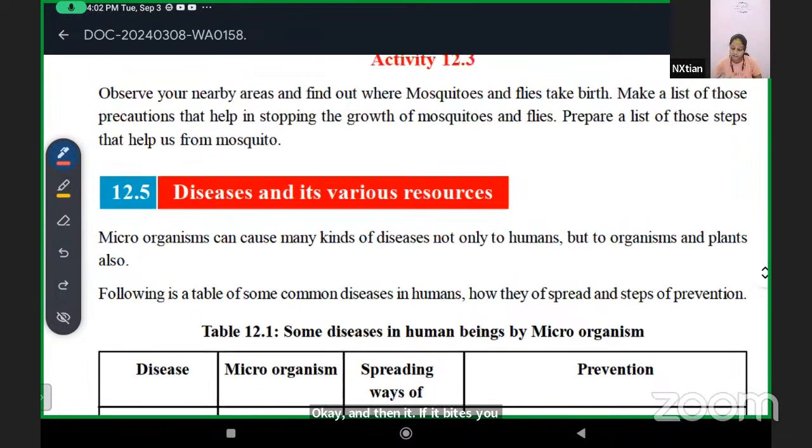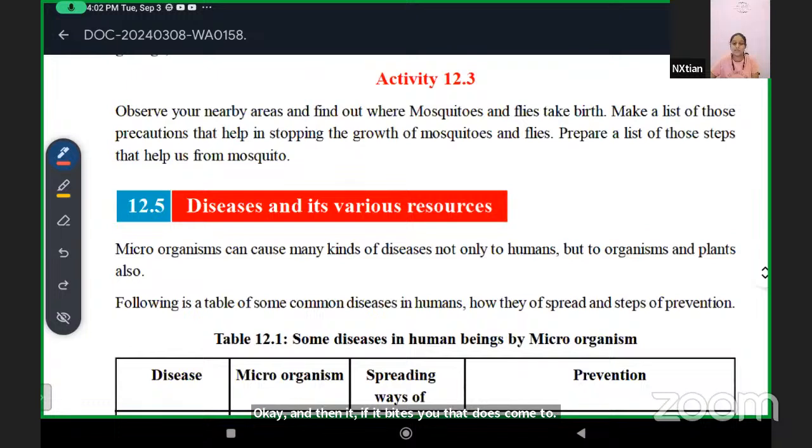Now, if mosquitoes became extinct, would it be bad for us or good for us? I think it will be good for us.